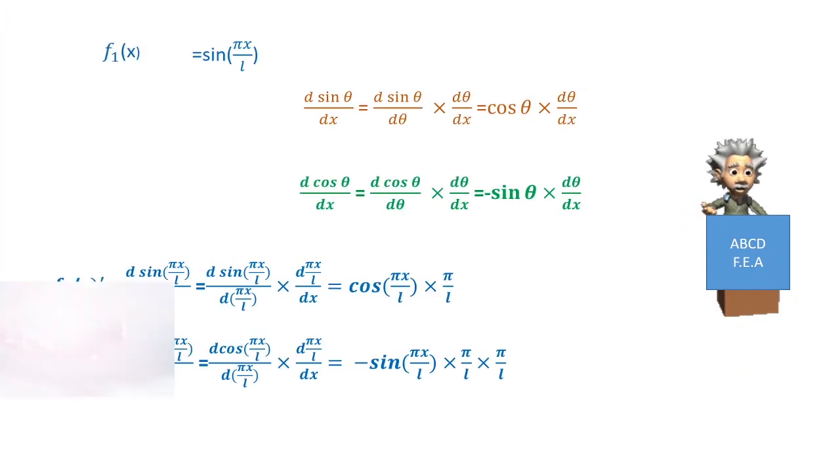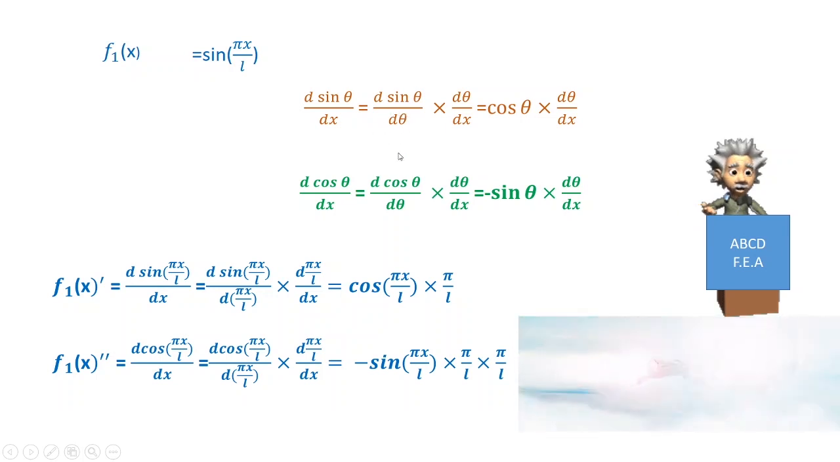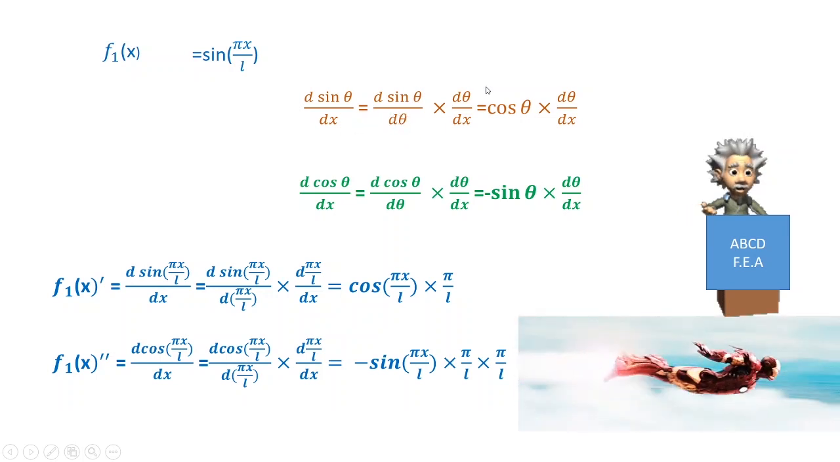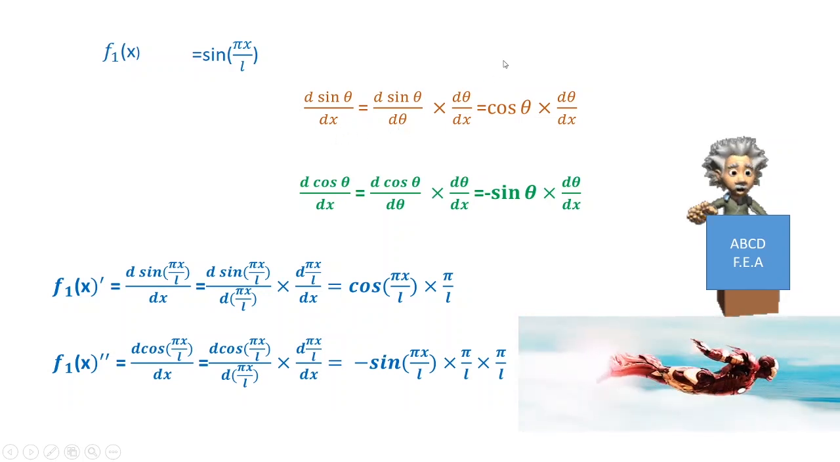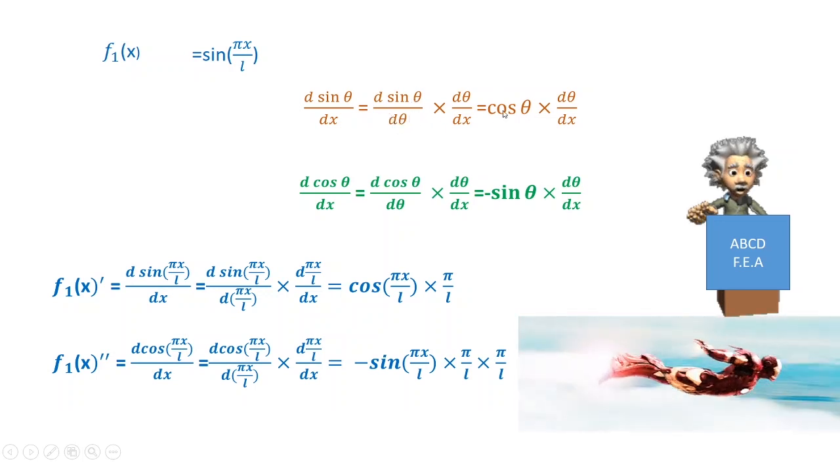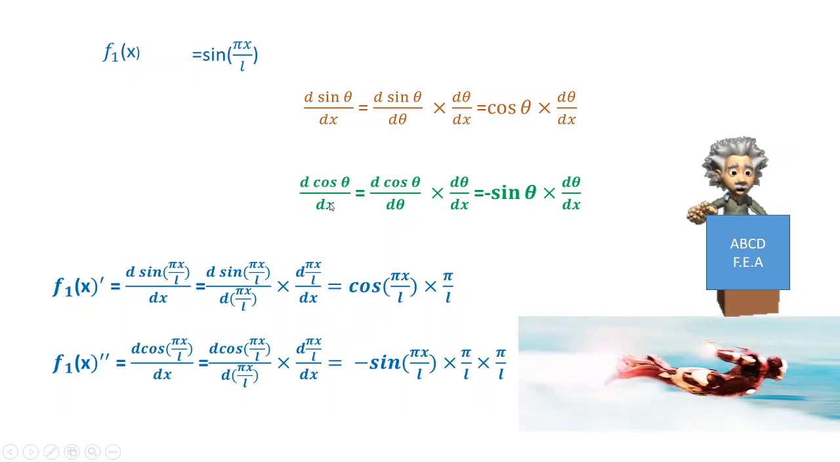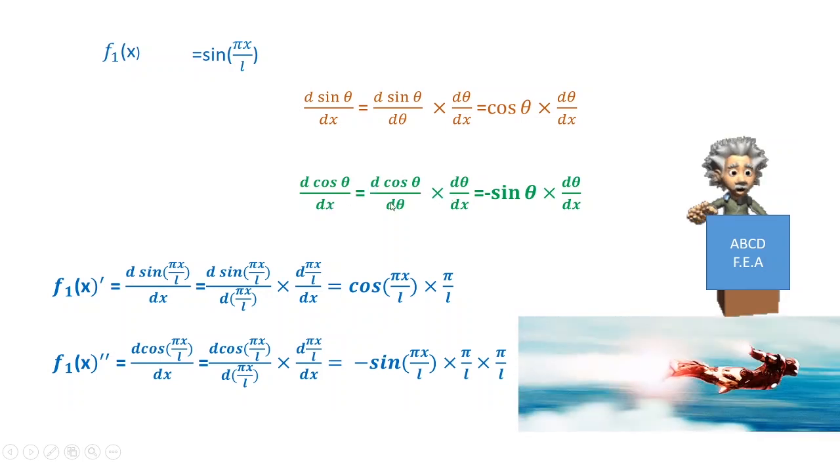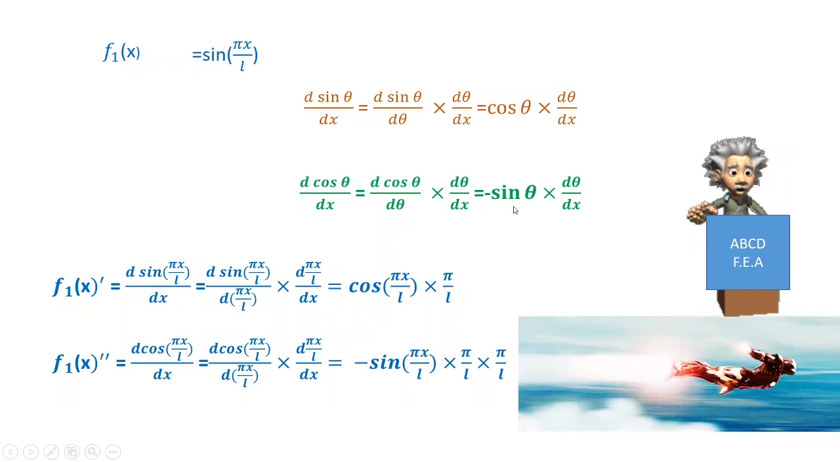Now if you see, simple, f1(x) equal to sin(pi x by L). So d sin theta by dx, how will I differentiate? First d sin theta by d theta. To balance this d theta, I will put another d theta, so these two terms can be cancelled. There is no harm in putting these two terms. So the result: d sin theta by d theta is equal to cos theta. Got it? Now we got cos theta and then d theta by dx. It's simple math. Similarly, d cos theta by dx is equal to d cos theta by d theta into d theta by dx. D cos theta by d theta is equal to minus sin theta, into d theta by dx.